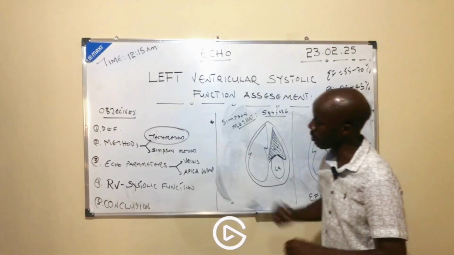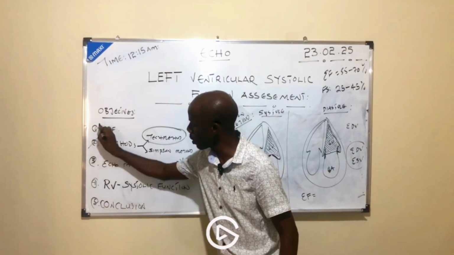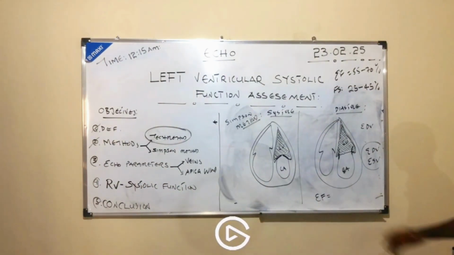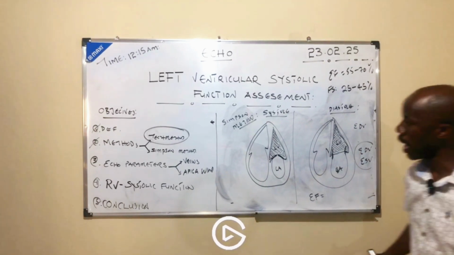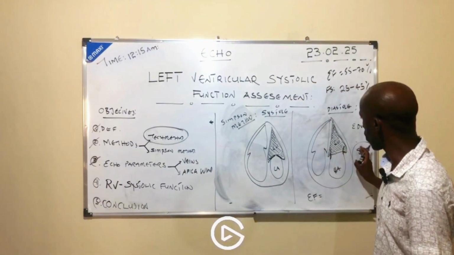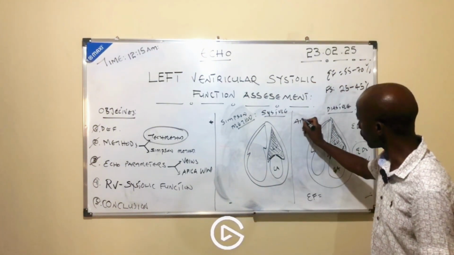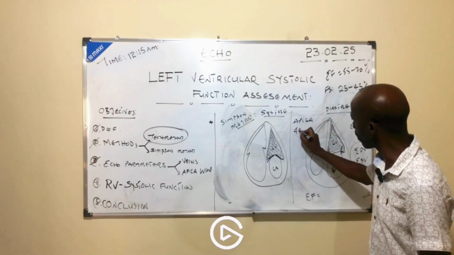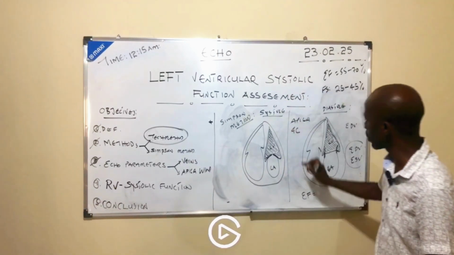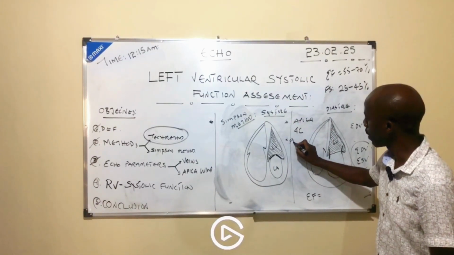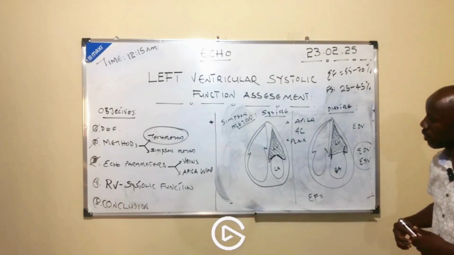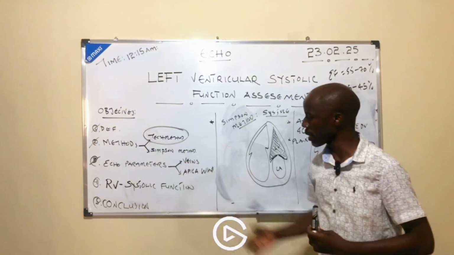So these are the methods that are used whenever you are doing your ejection fraction and assessment of the left ventricle function. I've already talked about the views. The views are very important. In one method you use the apical 4-chamber, that is in the Simpson method, and in the other one you use the parasternal long axis view. Very, very important. So these are the parameters that we use.